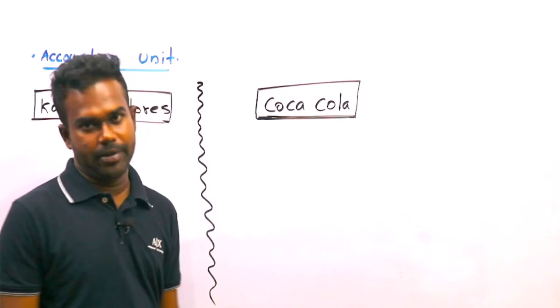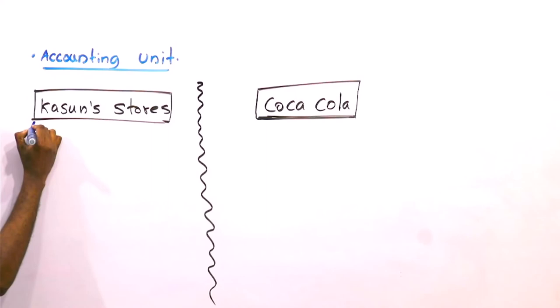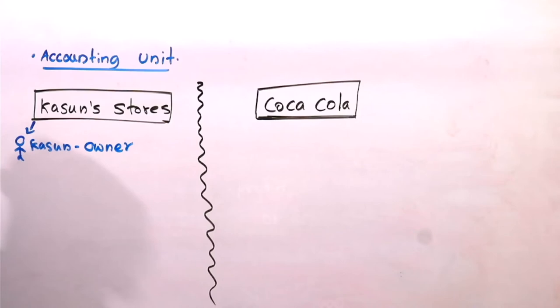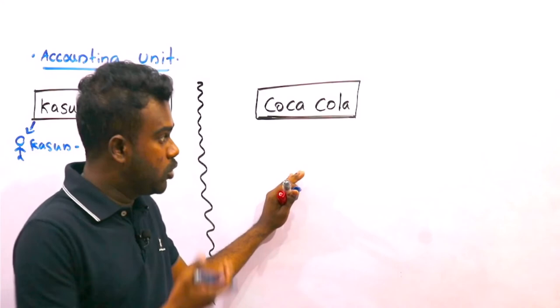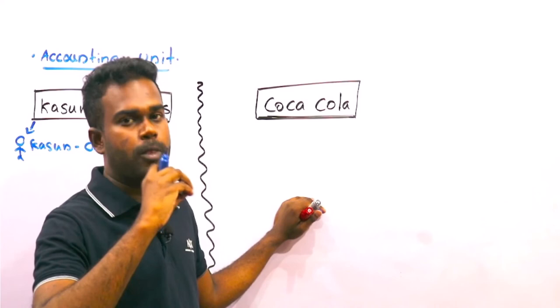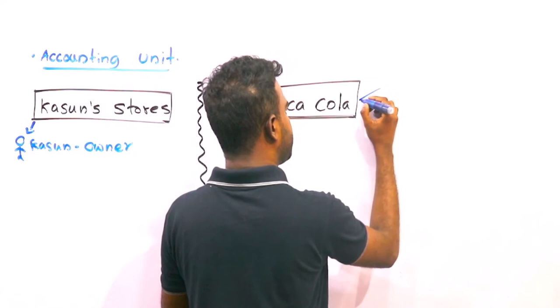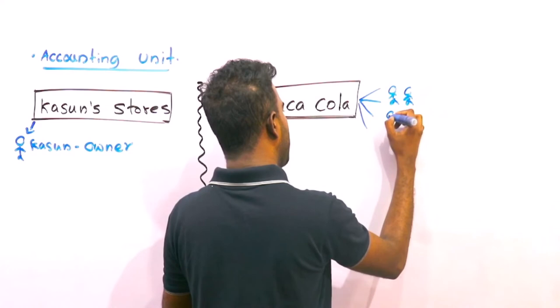Okay. So here, in the Kasun business, who is the owner? The owner is Kasun, right? Here, can you identify one owner for the Coca-Cola business? No. Actually, Coca-Cola is a worldwide brand name. They have so many, not only one owner. This kind of big company has so many investors. We can't identify one owner.